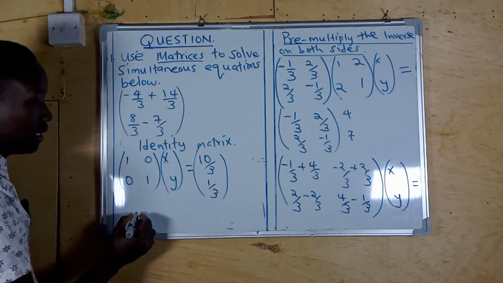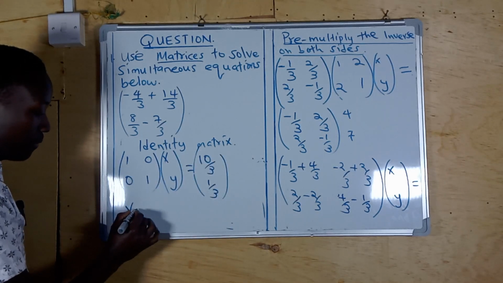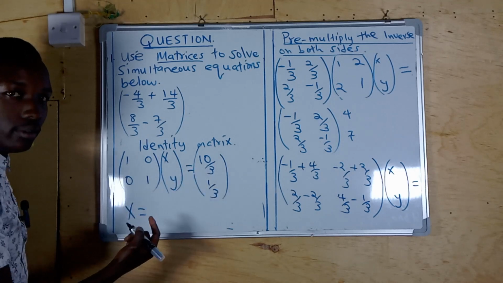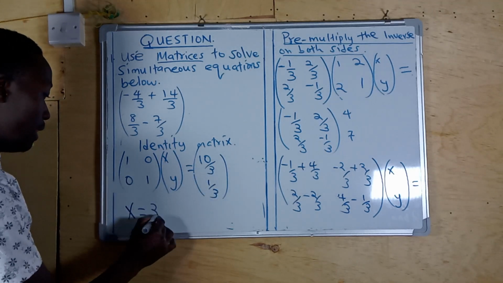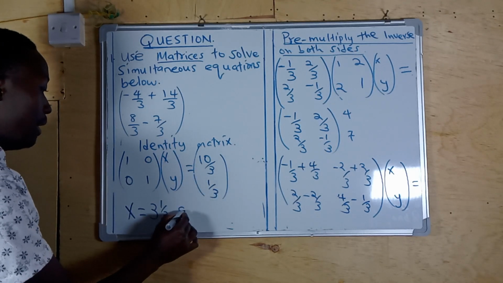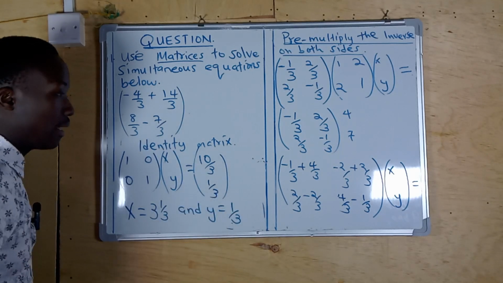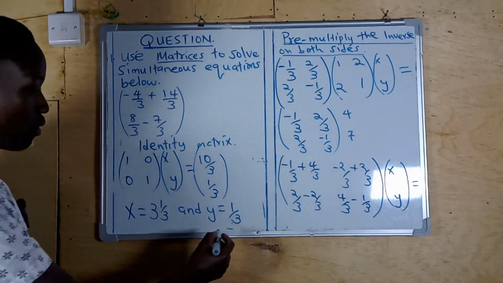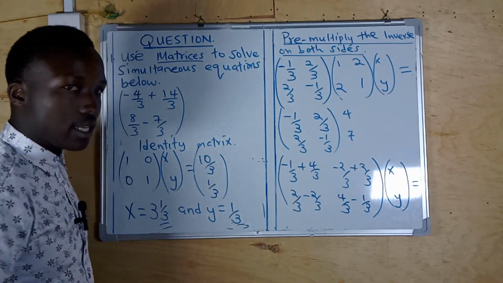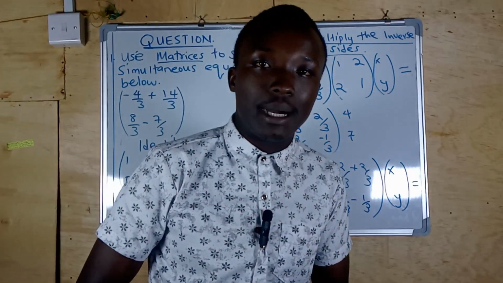So after doing that, the value of x is equal to 10 over 3. 10 over 3 is the same as 3 and a third. And the value of y is equal to a third. That is how we solve simultaneous equations using matrices.